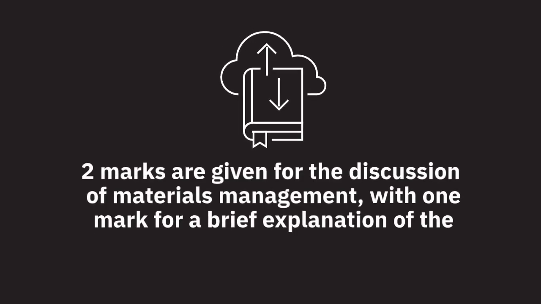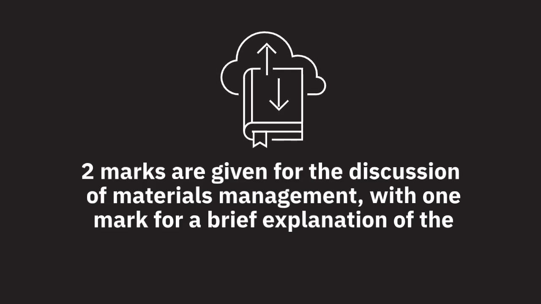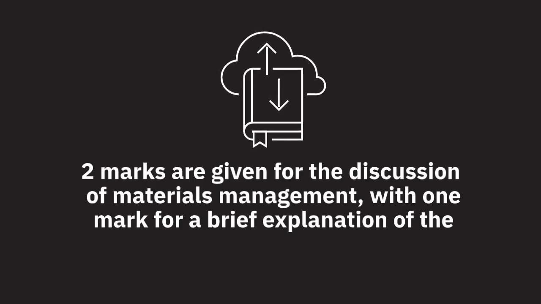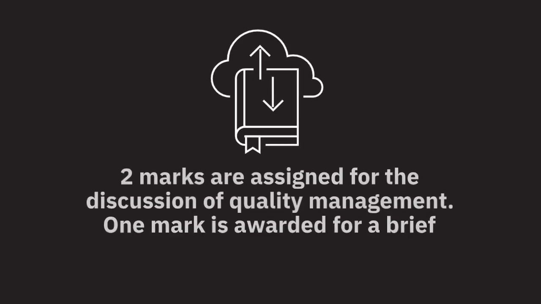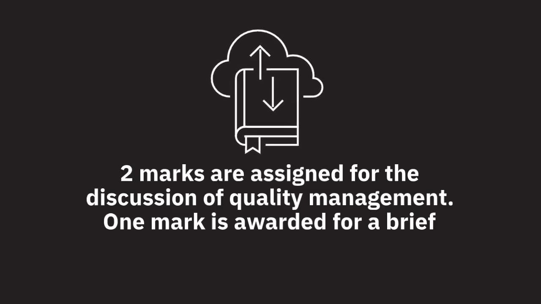2 marks are given for the discussion of materials management, with 1 mark for a brief explanation of the strategy, and another mark for discussing its ethical and socially responsible management aspects. 2 marks are assigned for the discussion of quality management. 1 mark is awarded for a brief explanation of the strategy, and another mark is given for explaining how it is managed ethically and socially responsibly.